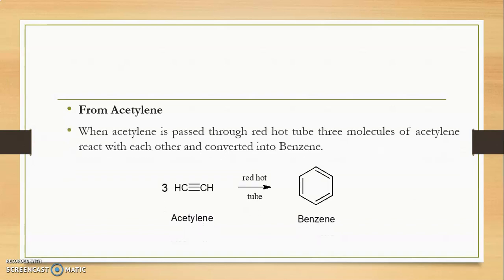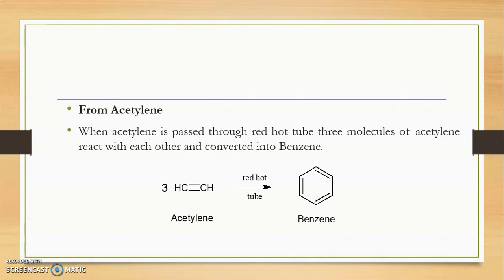First method that is used is from acetylene. Acetylene, as we know, is a compound in which carbon atoms are triply bonded to each other. Now when the acetylene gas is passed through a red hot tube, three molecules of acetylene react with each other and are converted into benzene. And the triple bonds are converted into double bonds.